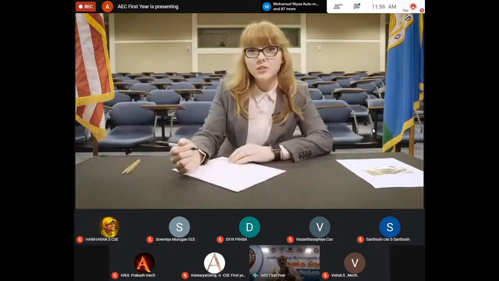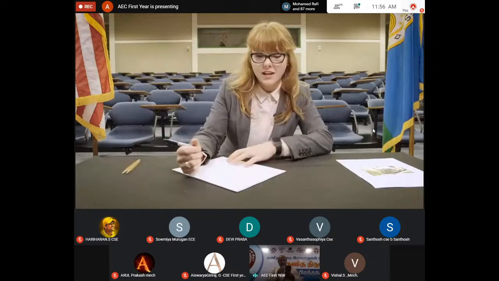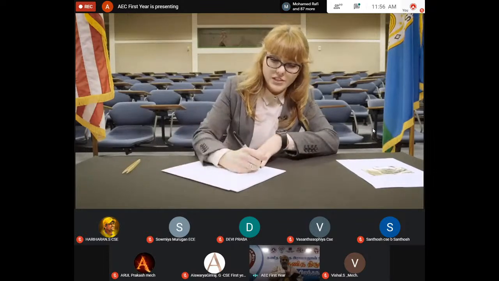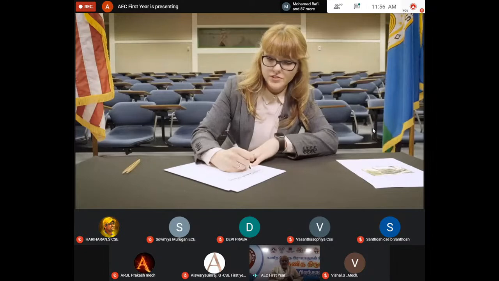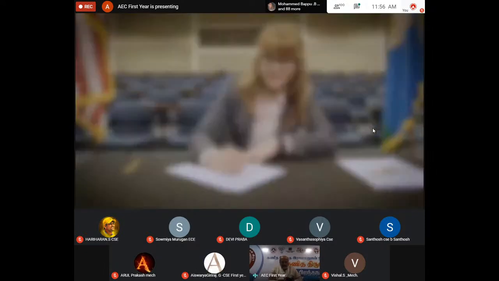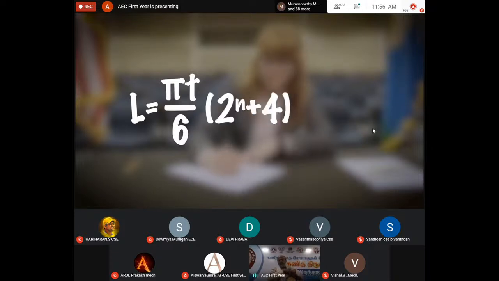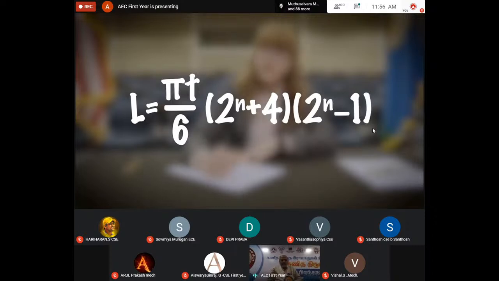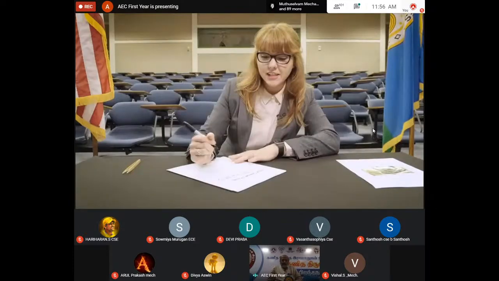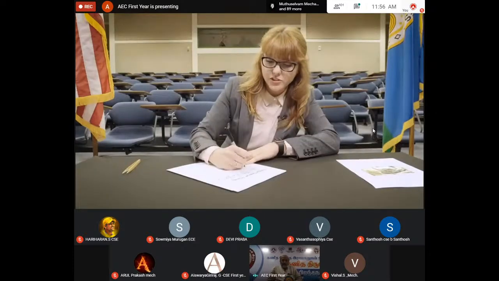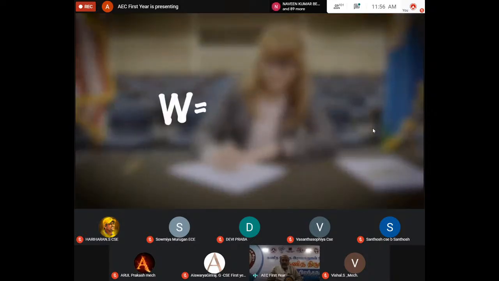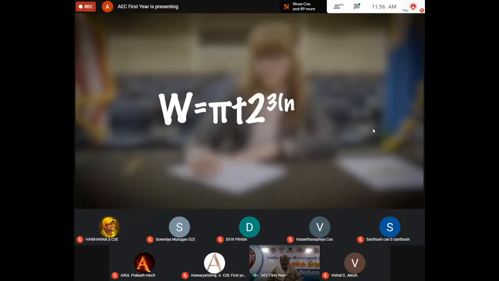I derived 2 limiting equations for folding anything in half. One was for single direction folding. Solving for length: pi times the thickness over 6, multiplied by 3 to the n plus 4 times 2 to the n minus 1. And then the second equation was for alternate direction folding. Width is going to equal pi times thickness times 2 to the 3n minus 1, divided by 2.